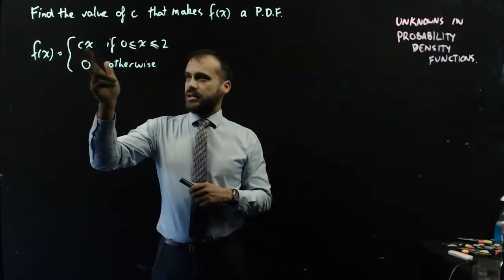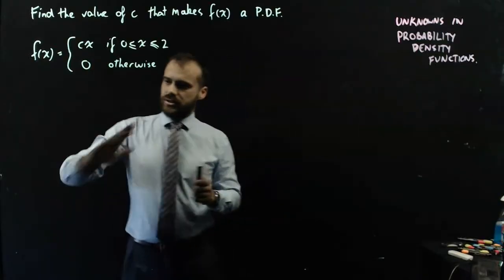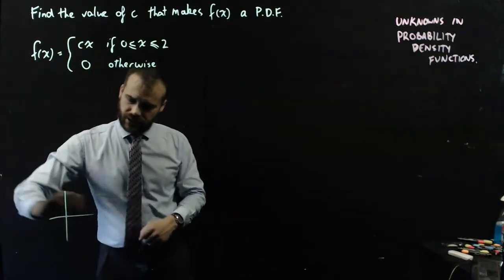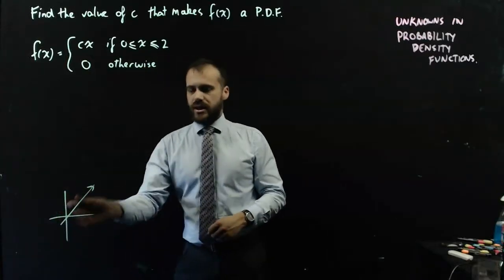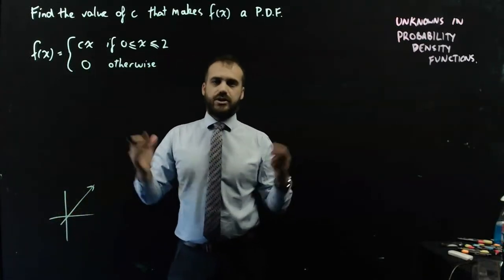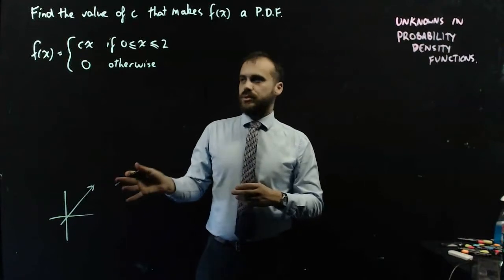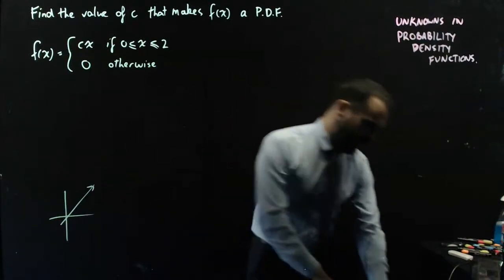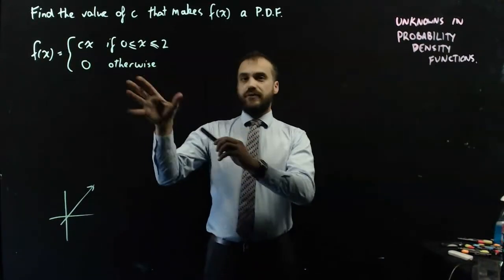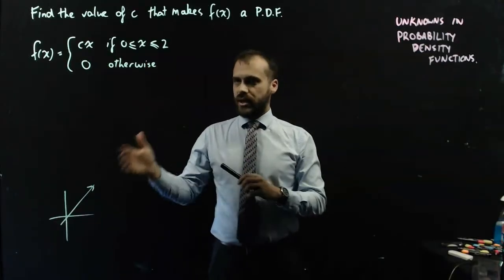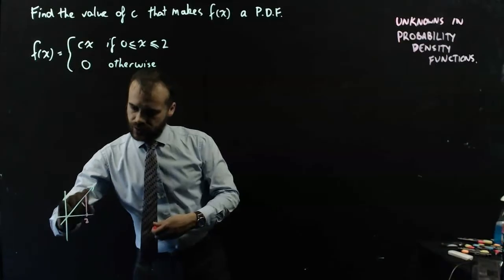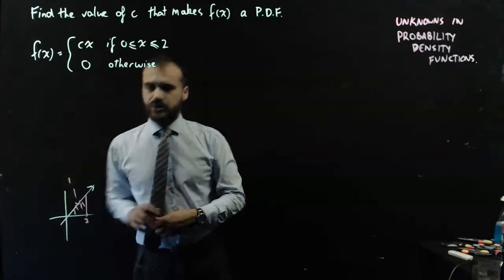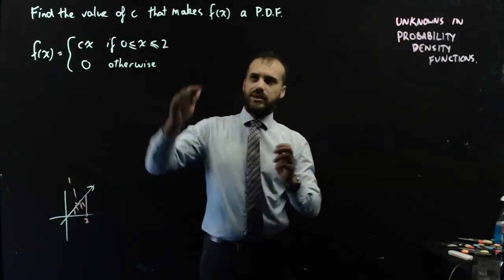Now cx means it's a linear function, so it's going to look a little something like that. And we need the area under there between 0 and 2 to be 1. So we can do all of this with integration. We can set this up and say that if it's a probability density function, the area between 0 and 2 needs to be equal to 1. And that's really what we're aiming for.